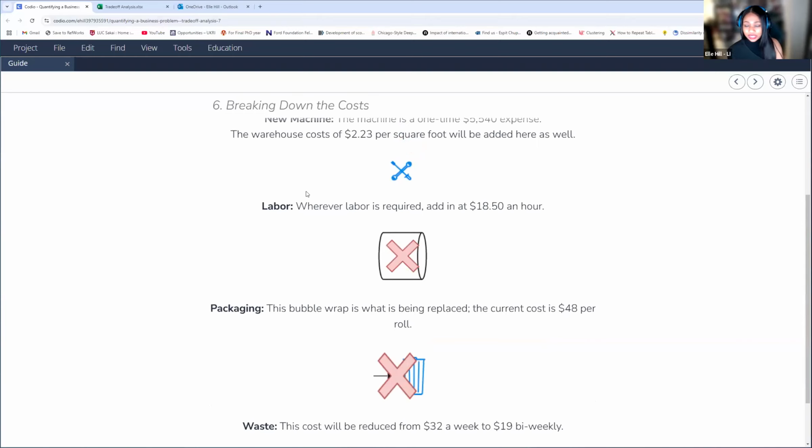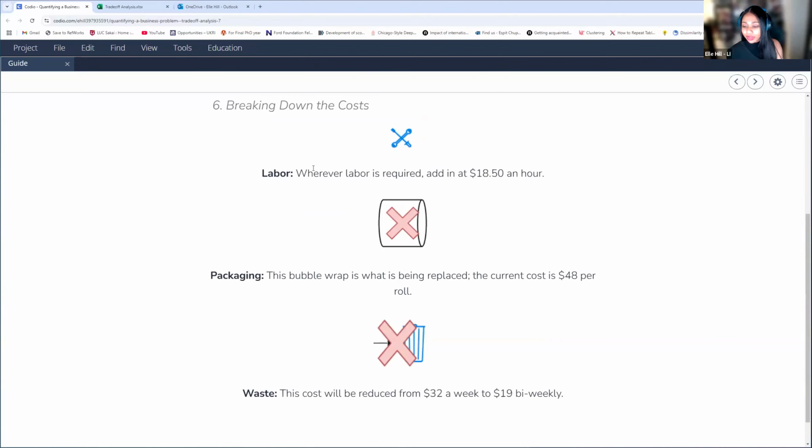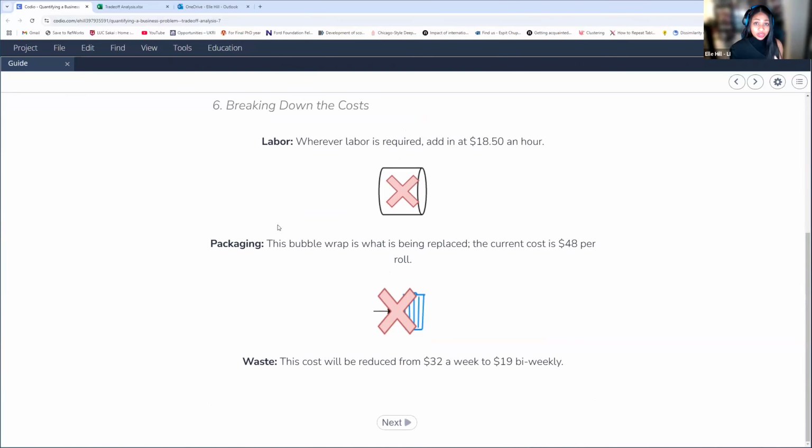So we're paying our laborers $18.50 per hour. We're not going to consider overtime just to not complicate anything. So for packaging, if we're using our cardboard perforator, we would not have to buy any more bubble wrap. So this would be a potential savings. And then also, because we're not throwing away or recycling as much cardboard, this cost is going to be reduced from $32 a week to $19 bi-weekly. So we're going to use this information to calculate our savings, calculate our trade-off analysis.